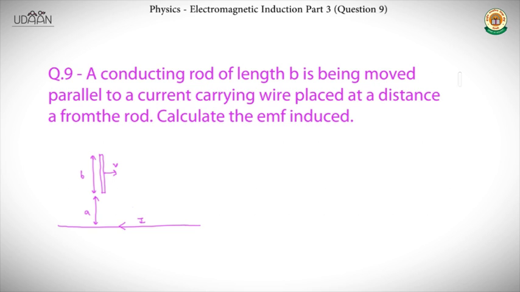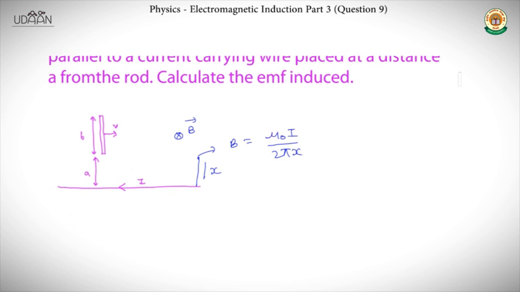Because of this wire, there is going to be magnetic field induced, right? And this will have the direction into the plane of the paper. That's right. And this would be as a function of x, the distance from the wire. So if you locate a point at a distance x from the wire, the magnetic field at this point would be mu naught I by 2 pi x. Exactly. We would have known that earlier.